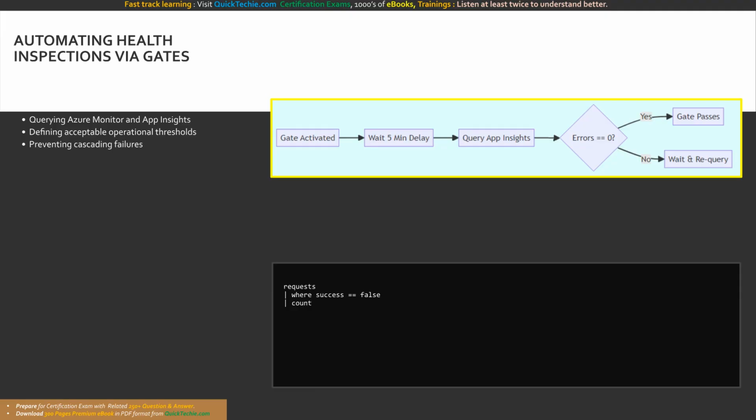This is a basic KQL snippet utilized by an Azure Monitor release gate to count the volume of failed HTTP requests, ensuring operational stability metrics are strictly maintained. The health inspection polling loop: the gate initiates an initial stabilization delay, queries Application Insights, evaluates the error count, and iteratively requeries until stability is proven or the timeout expires.